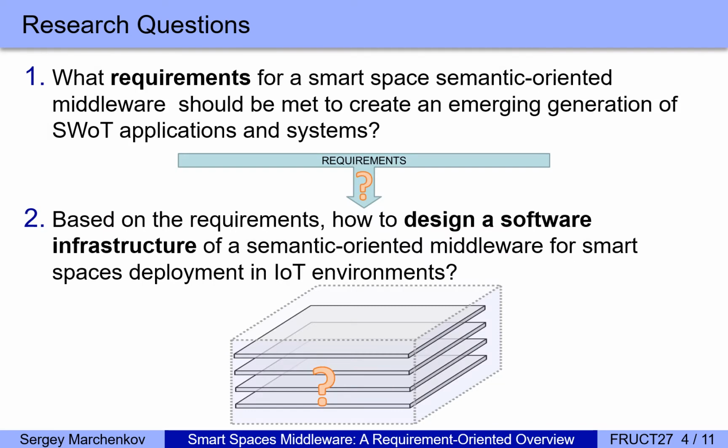Now we will look at a couple of research questions that need to be addressed. The first question is what requirements for smart space semantic-oriented middleware should be met to create an emerging generation of semantic web of things applications and systems? The second question is based on the requirements how to design a software infrastructure of a semantic-oriented middleware for smart space deployment in Internet of Things environments.